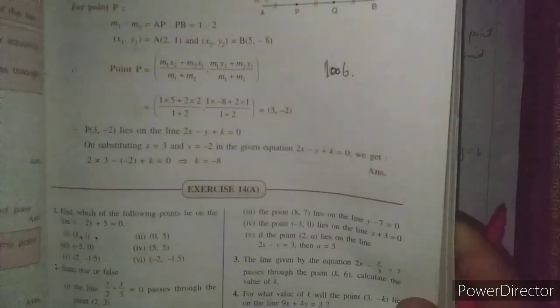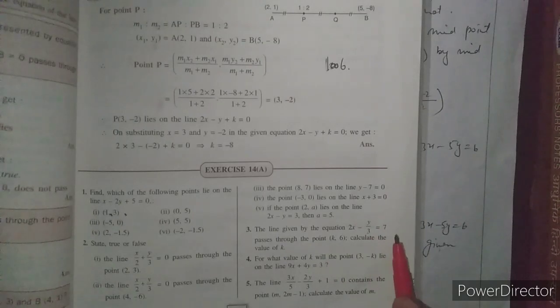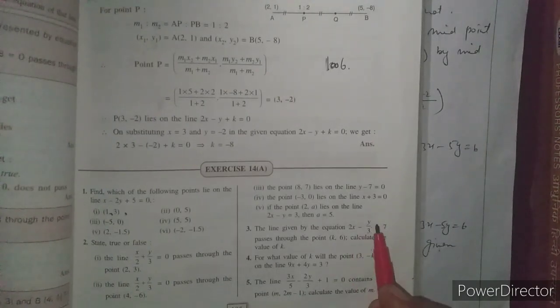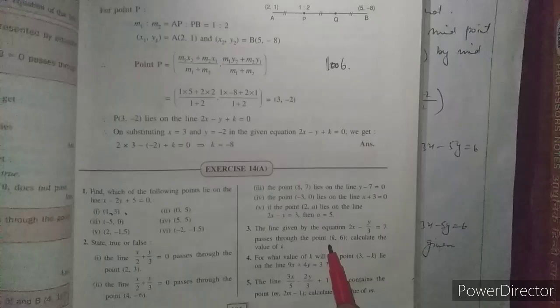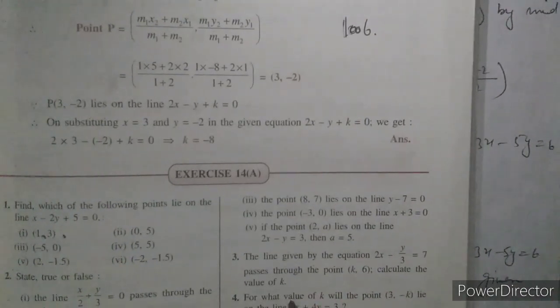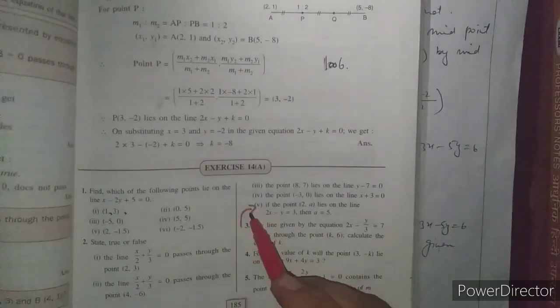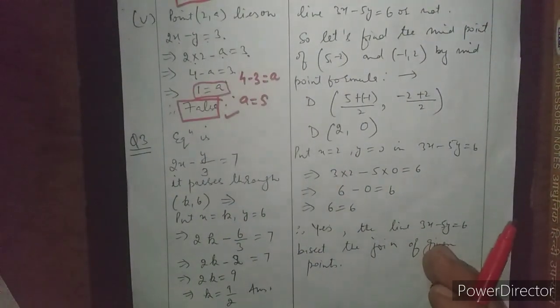Question number 3 says that the line given by the equation 2x minus y by 3 is equal to 7 passes through the point (k, 6). Already given that the line passes through this point. In this process, calculate the value of k. This question is exactly the same way like question number 2 part 5 only. So now see, I have solved this.